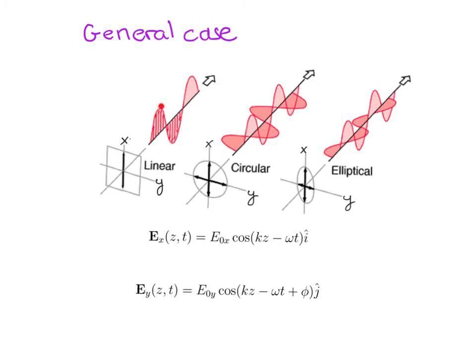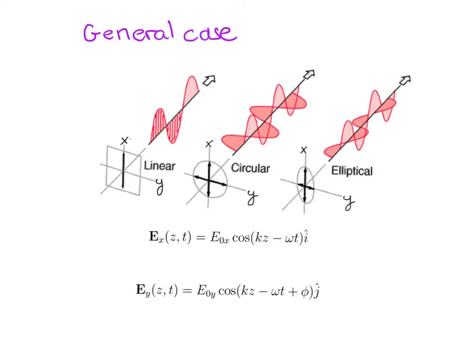So in this first example here, there's no y component, there's just an x component. And we say that that wave is linearly polarized. In the second case here, we have circular polarization of light. And in circular polarization of light, the amplitudes of the x and the y components are the same. These waves here have equal amplitudes, but they differ in phase by 90 degrees, or pi over 2 radians.